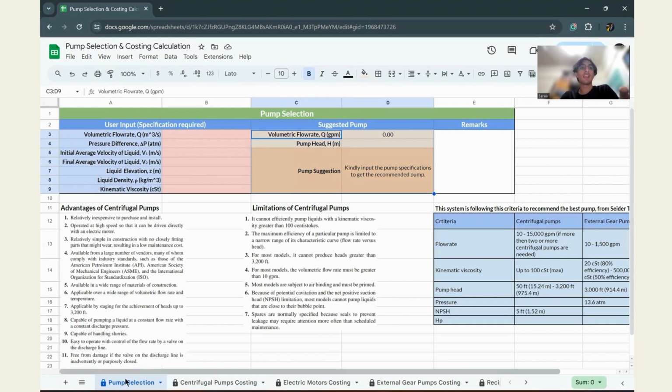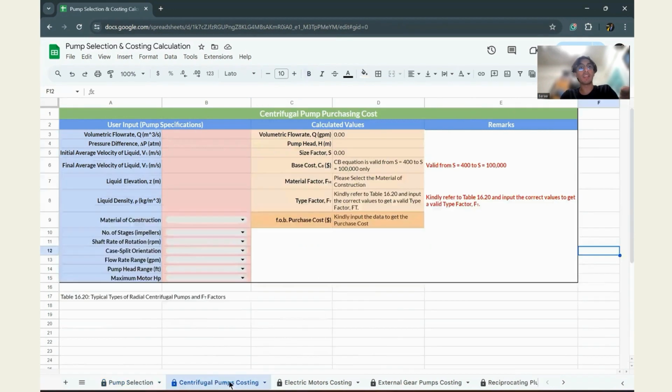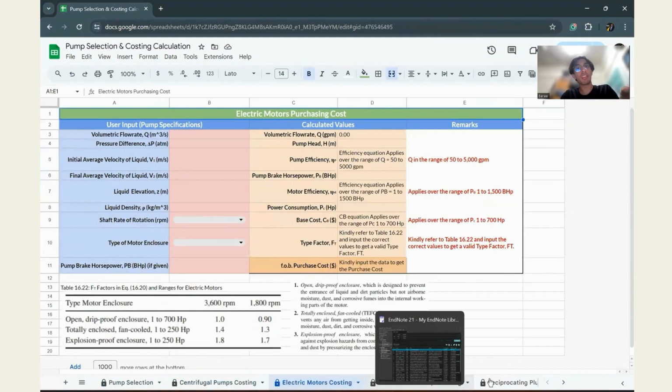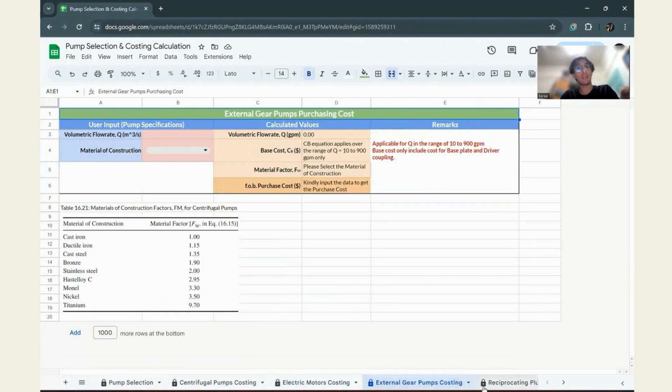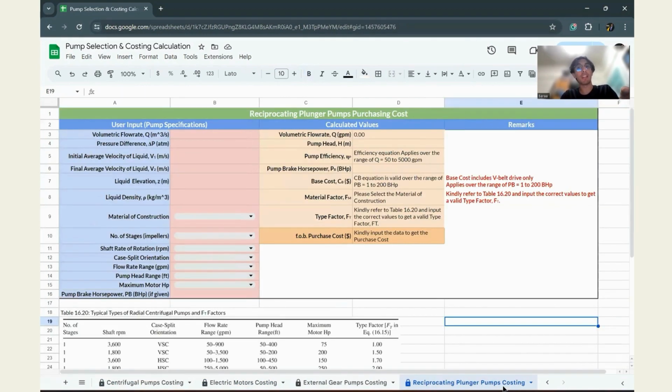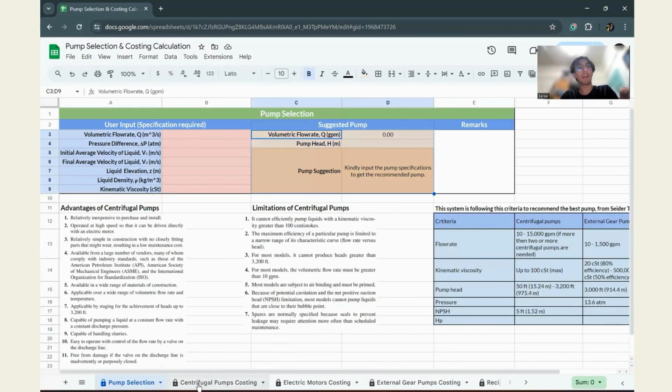There are 5 tabs. The first one is pump selection. The second one is centrifugal pump costing. The third one is electric motors costing. The fourth one is external pump costing. The fifth and last one is reciprocating plunger pump costing. So we have the first tab to select your pump, and the rest of the tabs are to calculate the costing of the pump depending on the type.